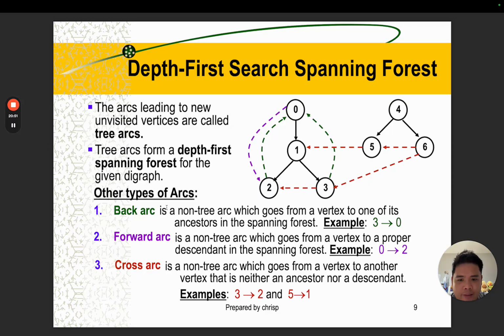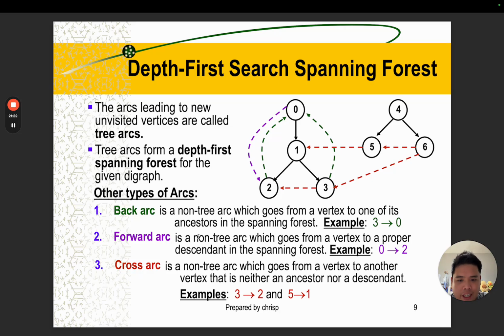What does it mean? It's a non-tree arc which goes from a vertex to one of its ancestors. So 2 points to 0. 2 is a descendant of 0, and it points to 0, therefore it's a back arc. It's a descendant going to an ancestor.